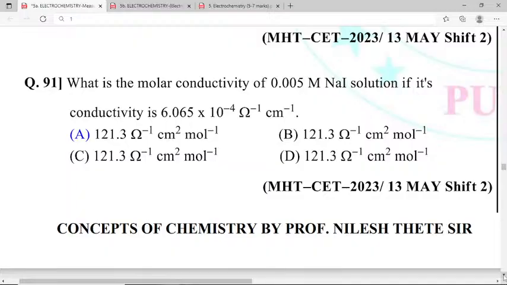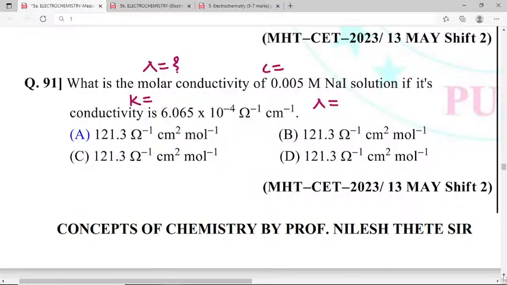What is the molar conductivity? So we have to calculate lambda. The concentration C is equal to 0.05, and the conductivity is also given. So what is the formula to calculate the molar conductivity? Molar conductivity is equal to 1000 K divided by C. Substitute the values, and we will get the answer 121.3.